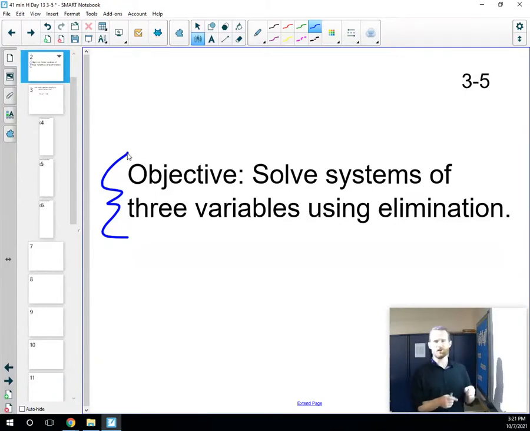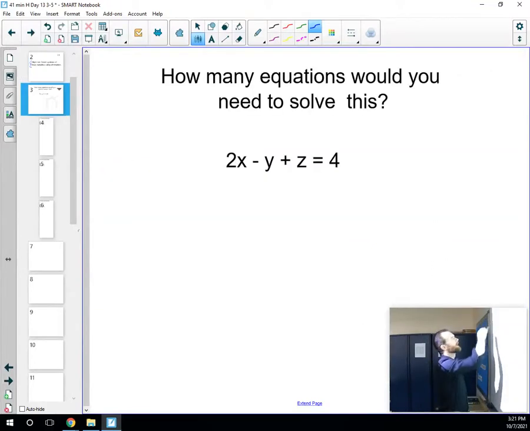It is possible to solve these types of systems using substitution, but I usually find that's more trouble than it's worth. Elimination, in most cases, is the best way to do it. So first off, we've got a question. Okay, how many equations would you need to solve this? So we have the single equation 2x minus y plus z equals 4. Well, obviously we can't get a numerical value for x, y, or z with just one equation here.